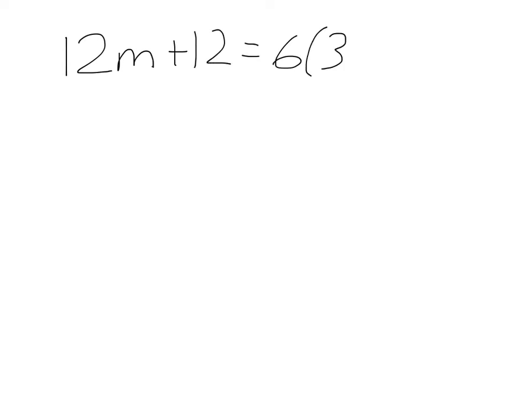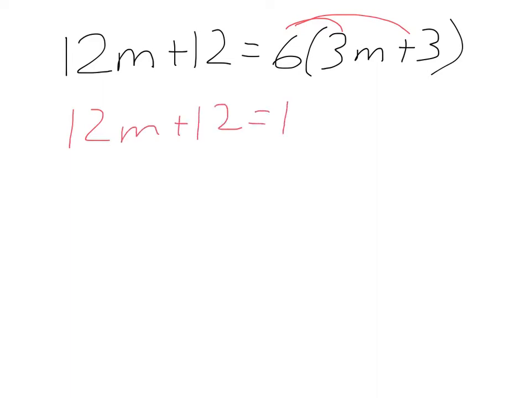And I'm just going to go through a few of these with you, and then we'll talk some more tomorrow about them. But let's say, for instance, I gave you 12m plus 12 equals 6 times (3m plus 3). Here, as always, and I think this is a good rule of thumb, always get rid of the parentheses first. So always distribute through the parentheses. If you do that, you get 12m plus 12 equals 18m plus 18.